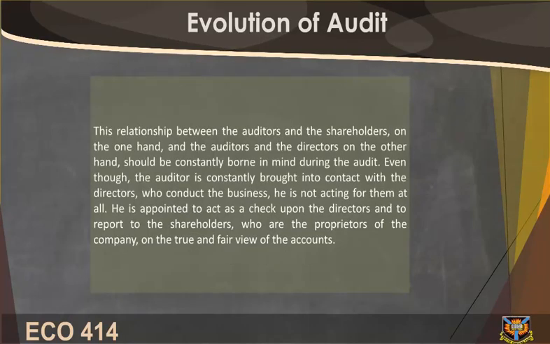This relationship between the auditors and the shareholders on the one hand and the auditors and the directors on the other hand should be constantly borne in mind during the audit. Even though the auditor is constantly brought into contact with the directors who conduct the business, he is not acting for them at all. He is appointed to act as a check upon the directors and to report to the shareholders, who are the proprietors of the company, on the true and fair view of the accounts.